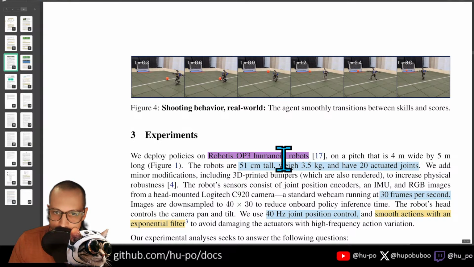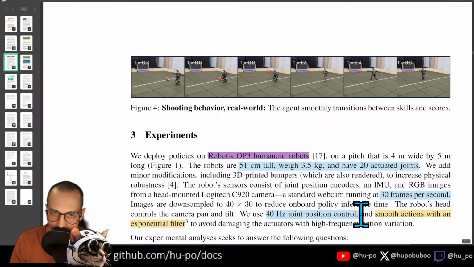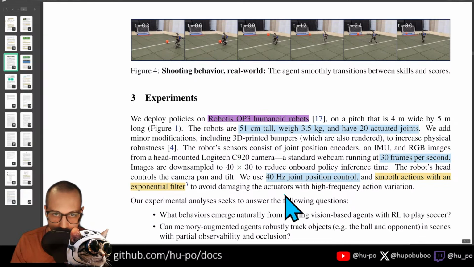They're 51 centimeters tall, weigh 3.5 kilograms, and have 20 actuated joints, so they're quite small. They're just like a little half-meter robot. They have a webcam running at 30 FPS, so nothing fancy here, just like a standard USB webcam that runs at a low frame rate, right? This isn't like some super intense setup. 40 hertz joint position control, also relatively small.